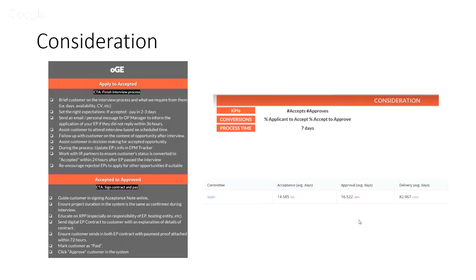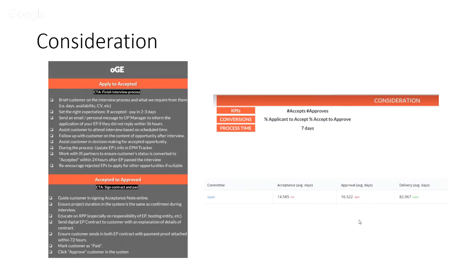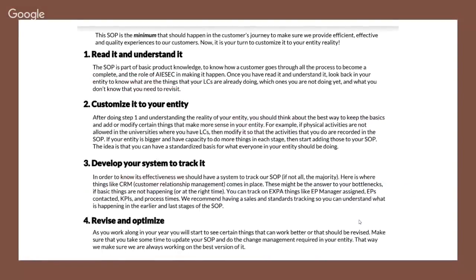In this part of the SOPs, do you have any doubts, any questions? No, not for now. Awesome. So, we really need to be aware that the SOP is the minimum that should happen in the customer's journey.